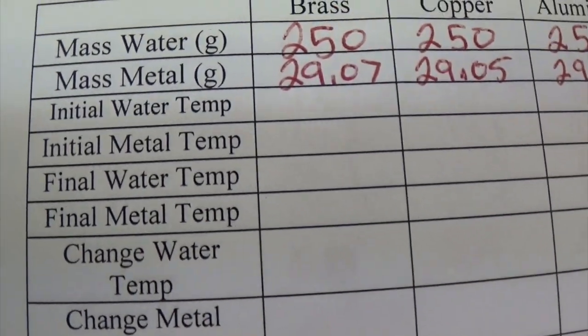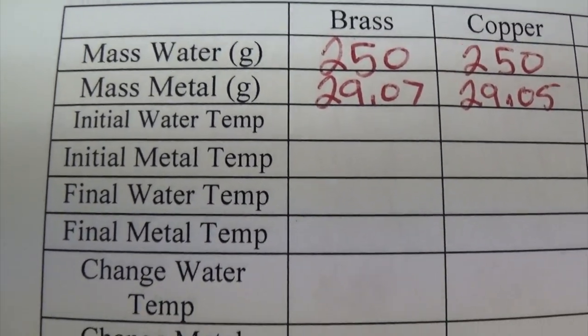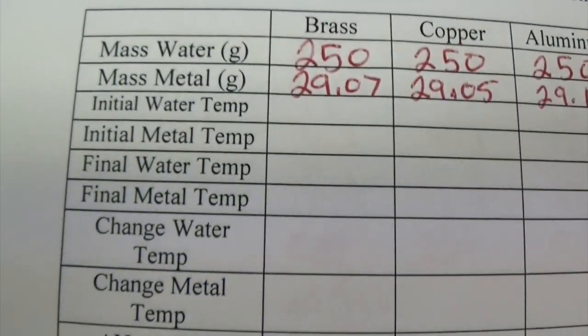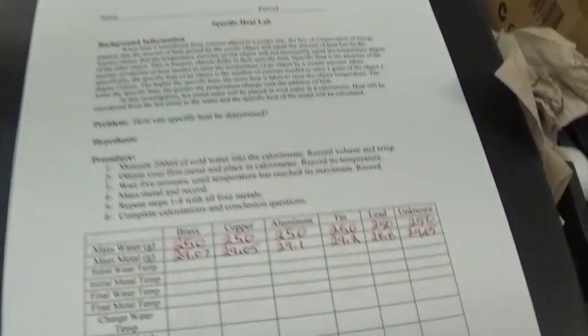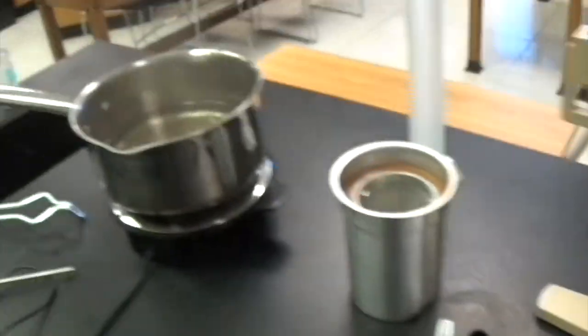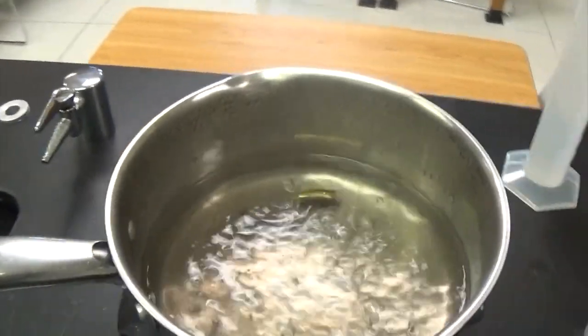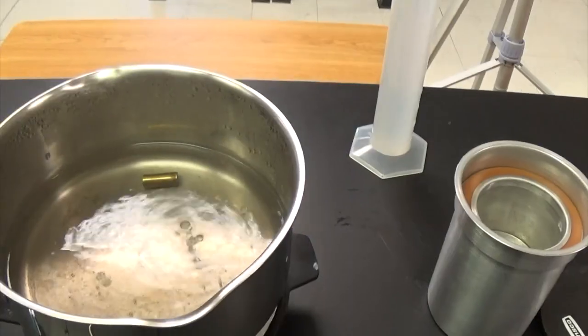As we do that, we'll come over here and I'll give you the initial water temps, metal temps, final water temps and metal temps, and then the other calculations we'll be able to do on our own. So this is the one that we're going to have for brass coming up next. I'm going to give this a minute to warm up so that they reach equilibrium, and then we'll do the transfer.